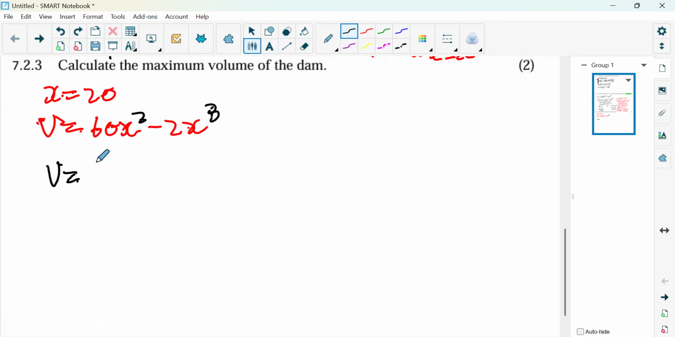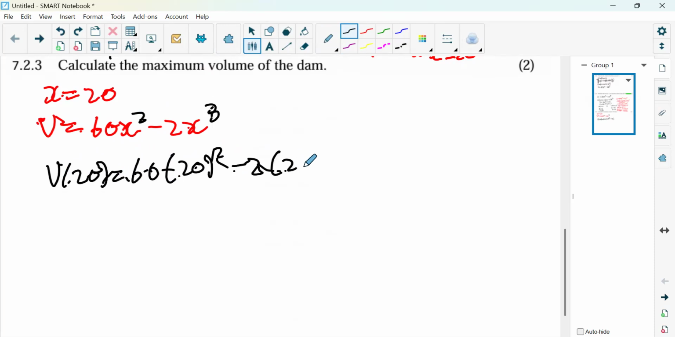So we say V20. What does that mean? It means everywhere we see x, we're going to put 20. So we have V20 is equal to 60 times 20 all squared, minus 2 times 20 cubed. This one here, you don't try to be a hero, guys. You just type it in your calculator.